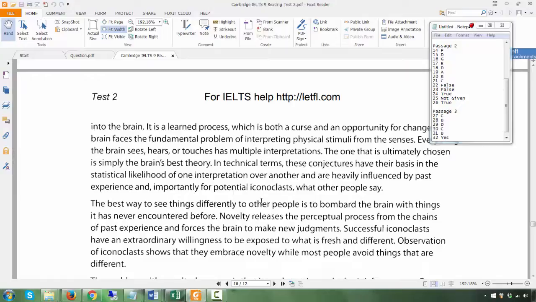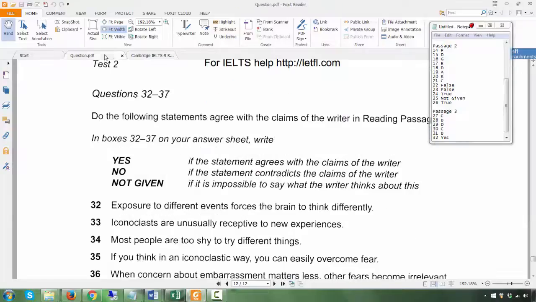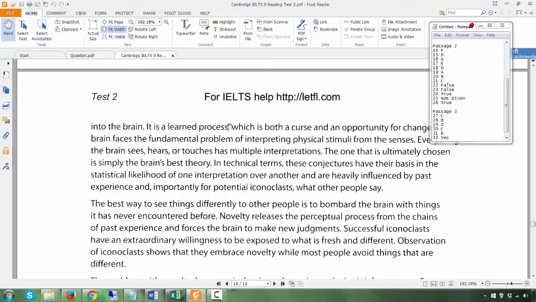The best way to see things differently to other people is to bombard the brain with things it has never encountered before. Novelty releases the perceptual process from the chains of past experience and forces the brain to make new judgments. Now, exposure to different events forces the brain to think differently. So if you make sure that your brain is bombarded with things it has never encountered before, then they will think differently. So that's yes.